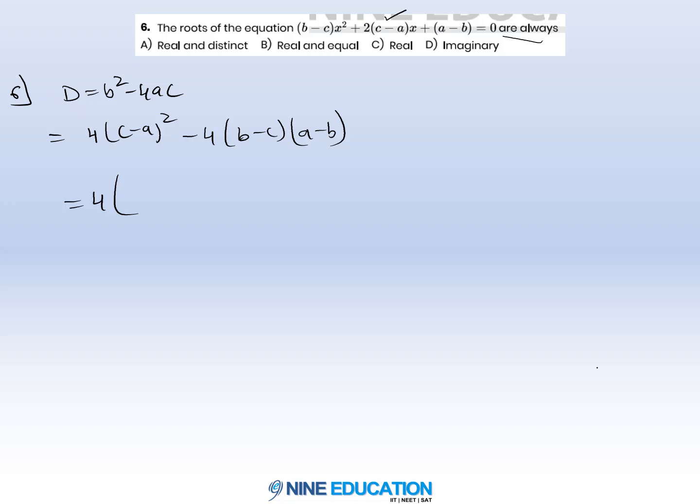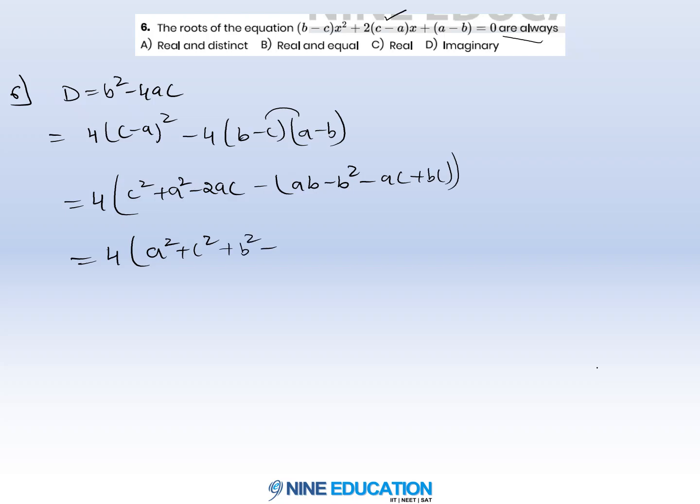So we can take 4 common. Expand c minus a whole square. So it will be c square plus a square minus 2ac. Multiply these two brackets. So we'll get a into b minus b square minus ac plus bc. Right. So 4 times a square plus c square. Multiply with minus sign here. Minus into minus, it will become plus b square. And here minus 2ac. Here minus ab plus ac and minus bc it is. So minus 2ac plus ac will be minus ac. So 4 times a square plus b square plus c square minus ab minus bc minus ac.